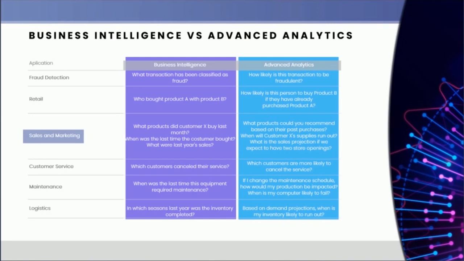When was the last time they bought? What were last year's sales? Or what are current year sales compared to last year? With advanced analytics, we could start to answer questions such as what products we might recommend to our customers based on their purchasing history. When will customer supplies run out? What is the sales projection if we make 2 store openings, and so on. This will let us see how certain events affect our indicators.